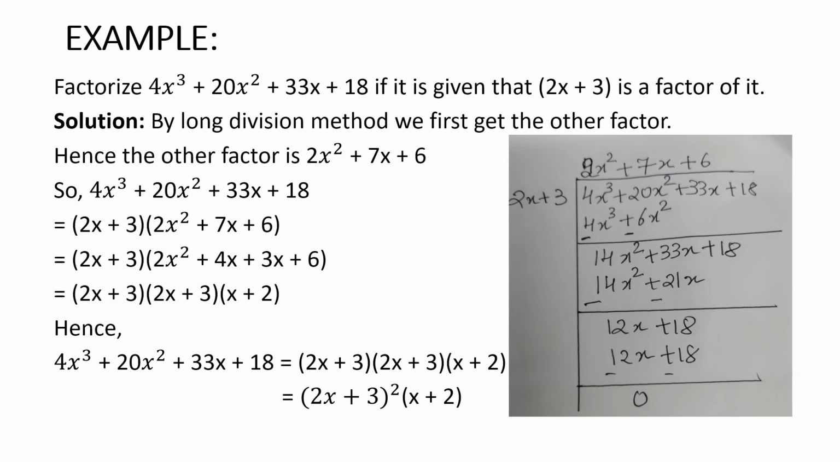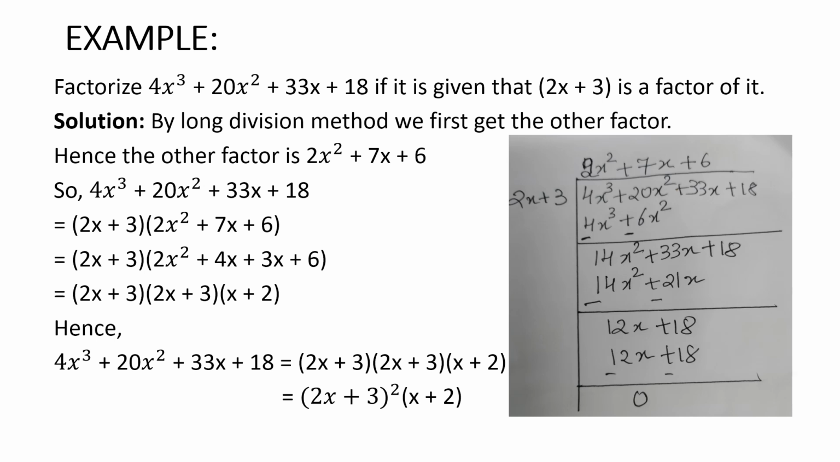Now from 2x you want 14x square. So you will multiply by 7x. The remainder would be, after subtracting, 12x plus 18. Now from 2x you need 12x, so multiply by 6. So you get the remainder as 0. Hence the other factor is 2x square plus 7x plus 6. So the polynomial is equal to 2x plus 3 into 2x square plus 7x plus 6.